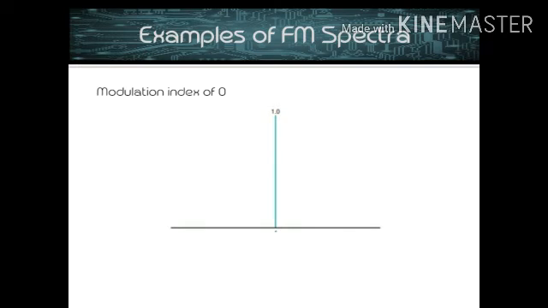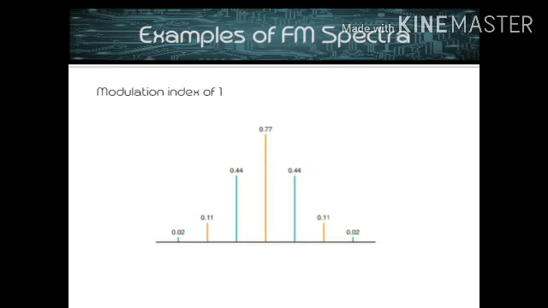Example of FM spectra. First is the modulation index of 0. Now this is the figure. Now for the example of FM spectra number 2, modulation index of 1. Now this is the figure. Those ranges with 1 below, and you can see any point that ranges from 1 exceeding 1.